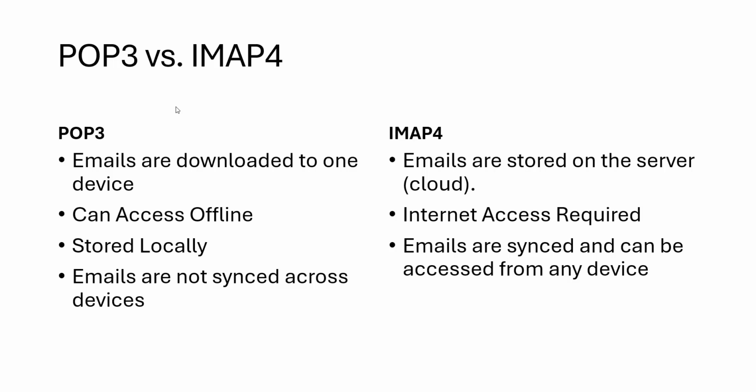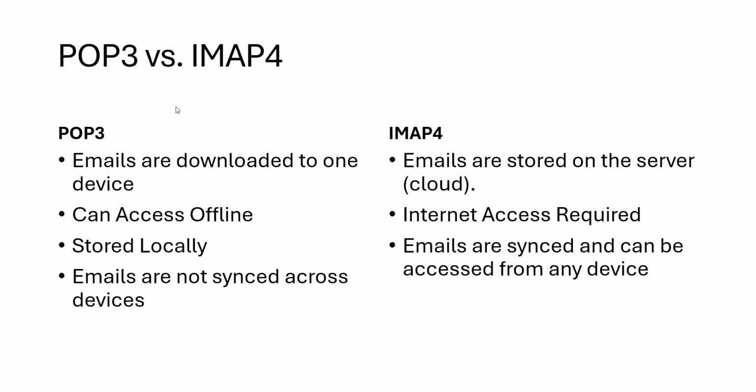With IMAP4, however, emails are stored on the server in the cloud. Internet access is required, and the emails are synced for any device because they live in the cloud. So any changes you make on the program will remain in the cloud, and you can access those emails from anywhere.